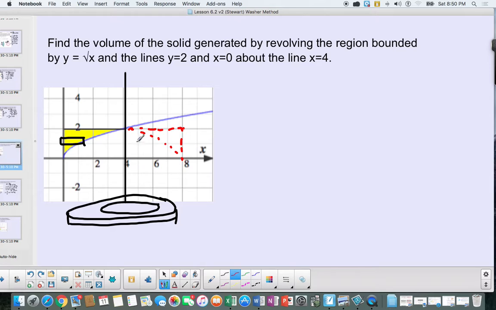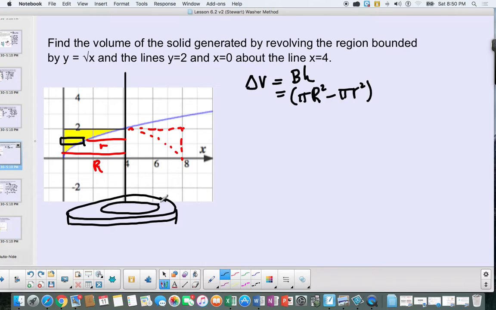And the little radius will be right here, and the large radius will be right here. So a little delta V will be equal to the area of the base times the height. In this case, it's this ring here, which is pi big R squared minus pi little r squared, and our width now is delta y instead.